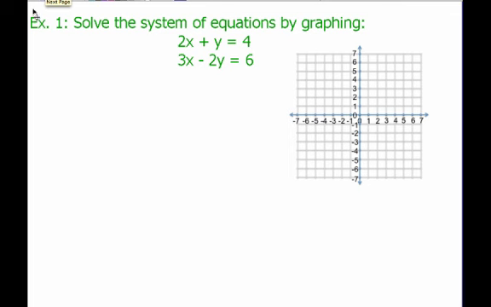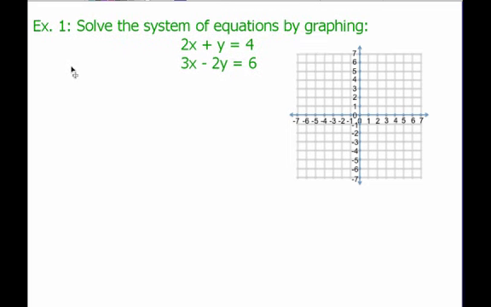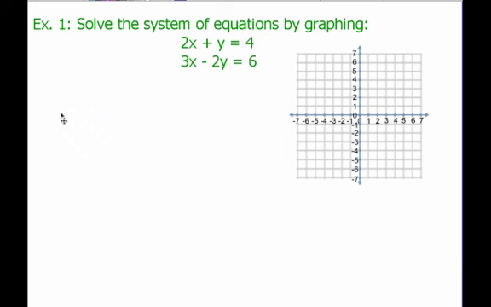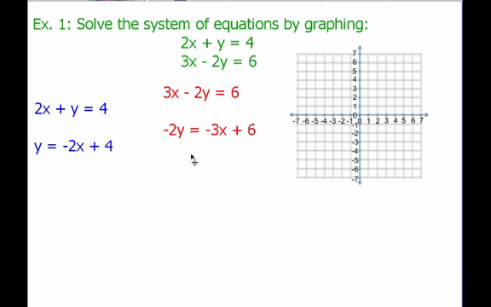Example 1 says, solve the system of equations by graphing. 2x plus y equals 4, and 3x minus 2y equals 6. So we need to start by putting these in slope-intercept form. So 2x plus y equals 4. Simply subtract 2x on both sides, and I get y equals negative 2x plus 4. Similarly, I have 3x minus 2y equals 6. Subtract 3x from both sides, I get negative 2y equals negative 3x plus 6. Divide by negative 2, and I get y equals 3 halves x minus 3.